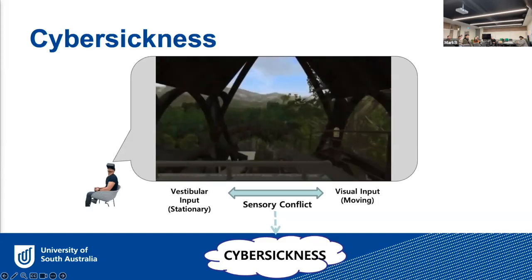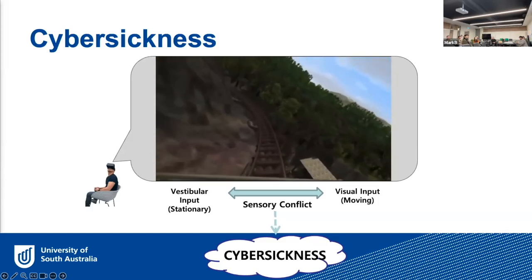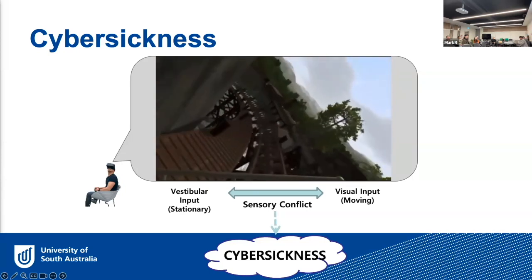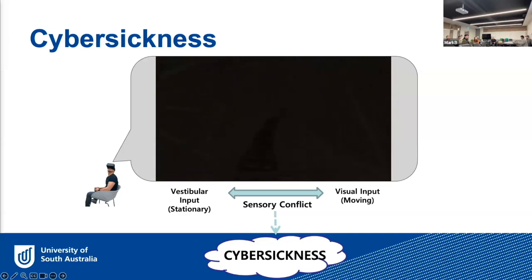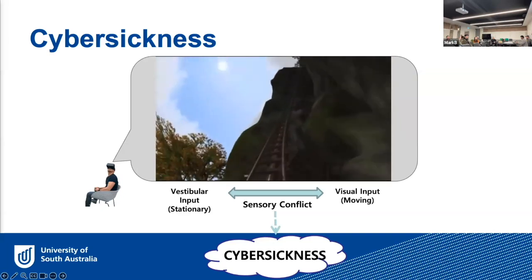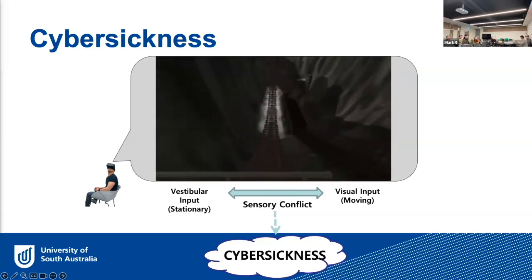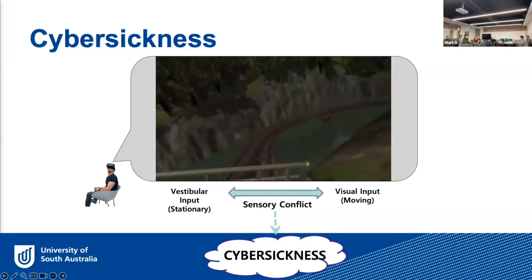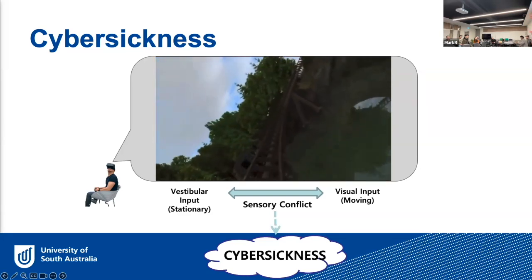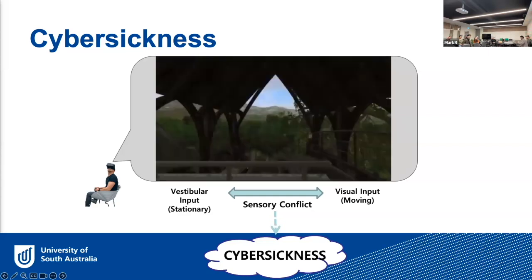So first, the causes of cybersickness. Mark already mentioned in his Monday lecture that there's a sensory conflict when we watch really dynamically moving VR scenes. As you can see here, the man is sitting on his chair, and the visual information through the HMD is moving around, but he's basically sitting on the chair. So this mismatched sensory information between the visual and vestibular systems can cause cybersickness.